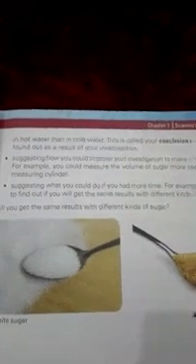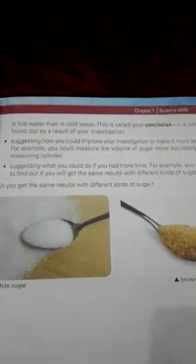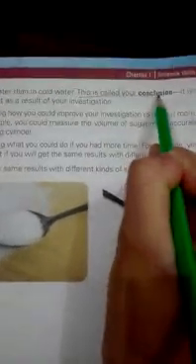So in this case, in this investigation, we proved that our hypothesis is correct. Sugar is dissolved more quickly in hot water than in cold water. This is called your conclusion. हमने ये conclude कर लिया, मतलब हमारी hypothesis true हो गई. So this is known as conclusion. We prove our result or hypothesis. This is conclusion.